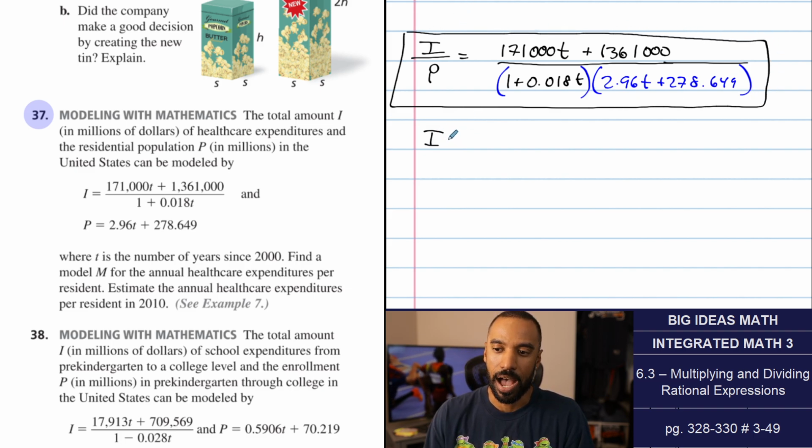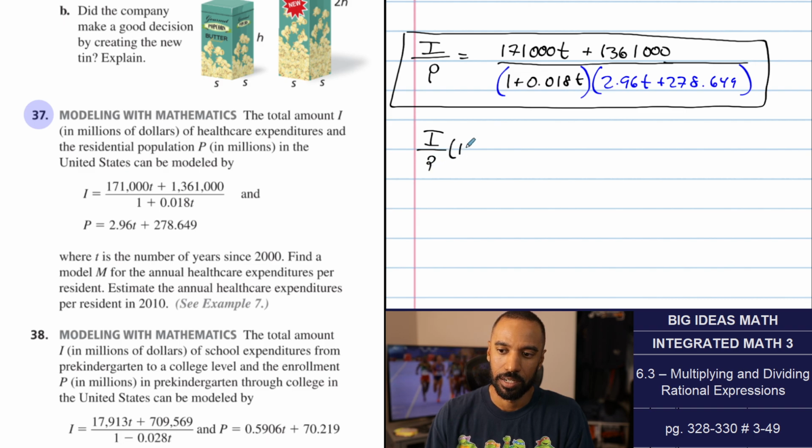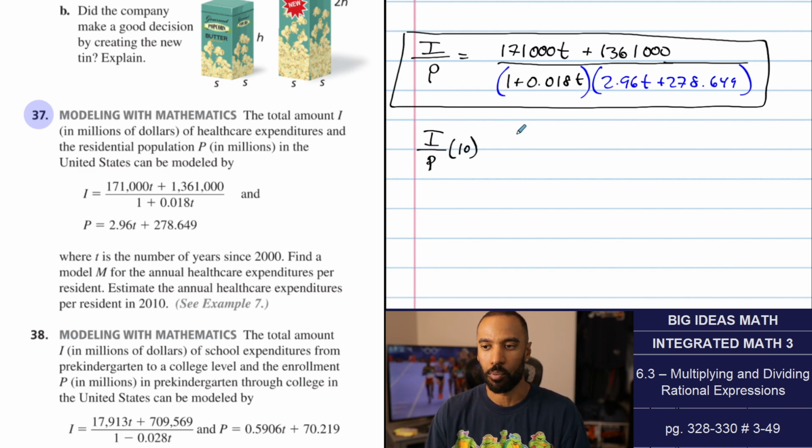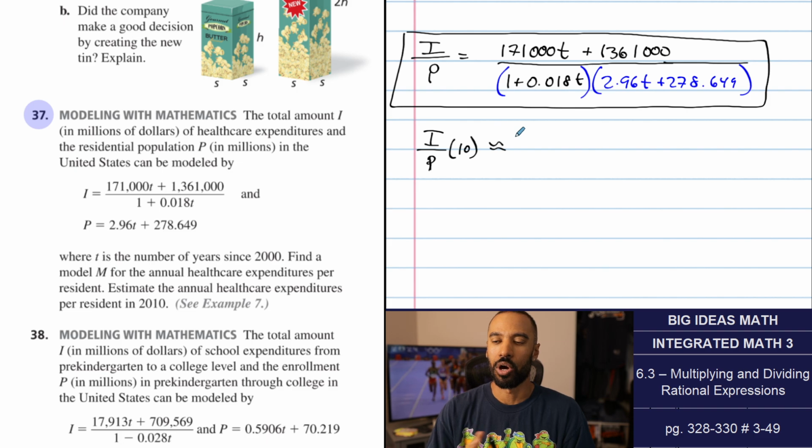So I'll say I sub 10. I'll put I over P sub 10. And we have to do a substitution to figure out what that number is about. So this is where I'm going to go to the calculator. I'm just going to type in a whole bunch of, 171,000 times 10. Now why am I doing 10? Because 2010 is 10 years after the year 2000. It says number of years since 2000.